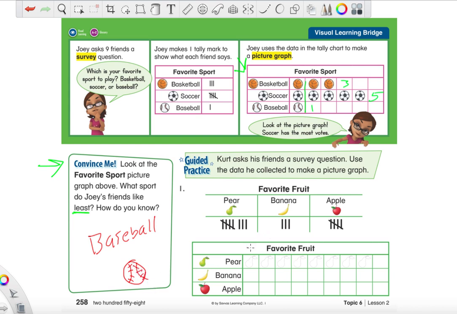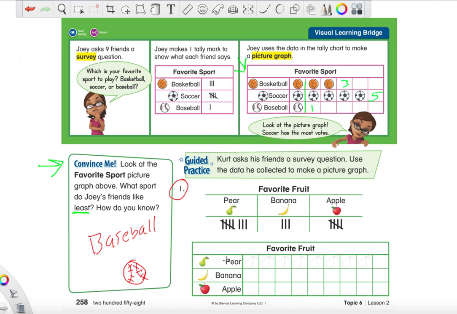Okay, let's check out our picture graph we're going to be creating for number 1, numero uno. They kind of did the first part for us, which you guys know bugs me when they do that. They're taking away some of the fun. But we can fix that. Don't worry, we're still going to have fun.